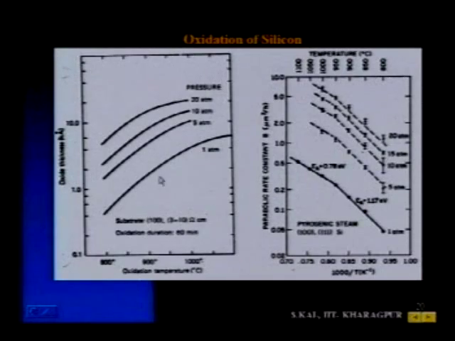The first curve, the reason is explained in the second curve. Because if you go on changing the temperature, the B increases, so automatically the oxide thickness will also increase for a certain temperature.